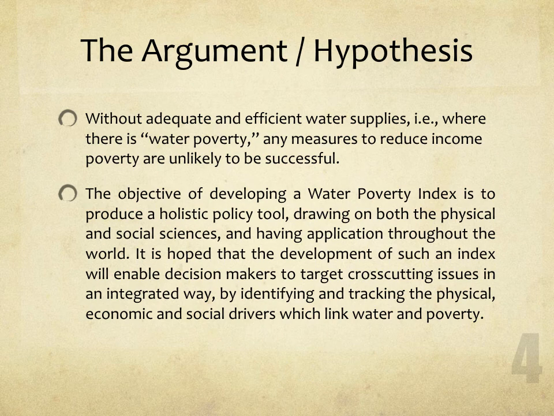What is the argument? That water is at the center of the development process of any country. So at the center of the development process, meaning one has to consider water first before taking into consideration any kind of developing activity, which is essentially an economic or socio-economic activity. So the objective of developing a water poverty index is to produce a holistic policy tool. So she aims to make it a policy tool.